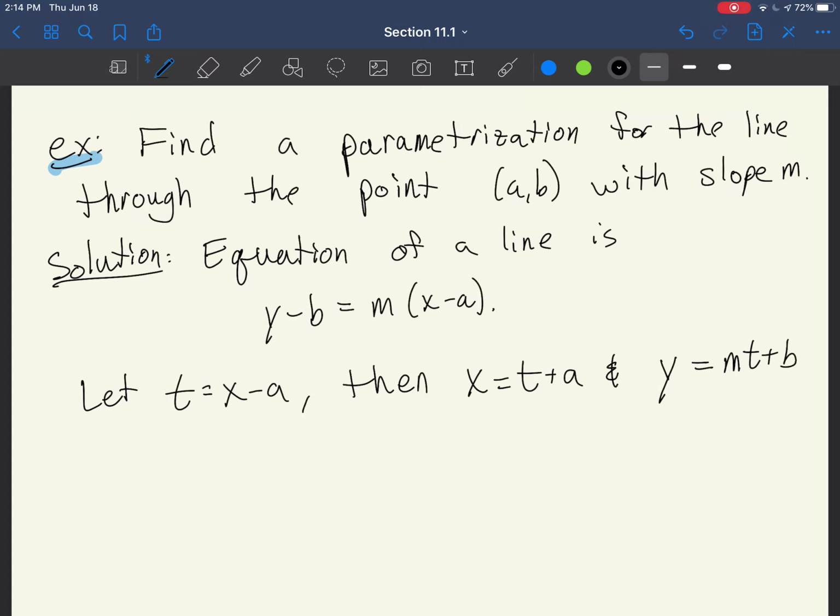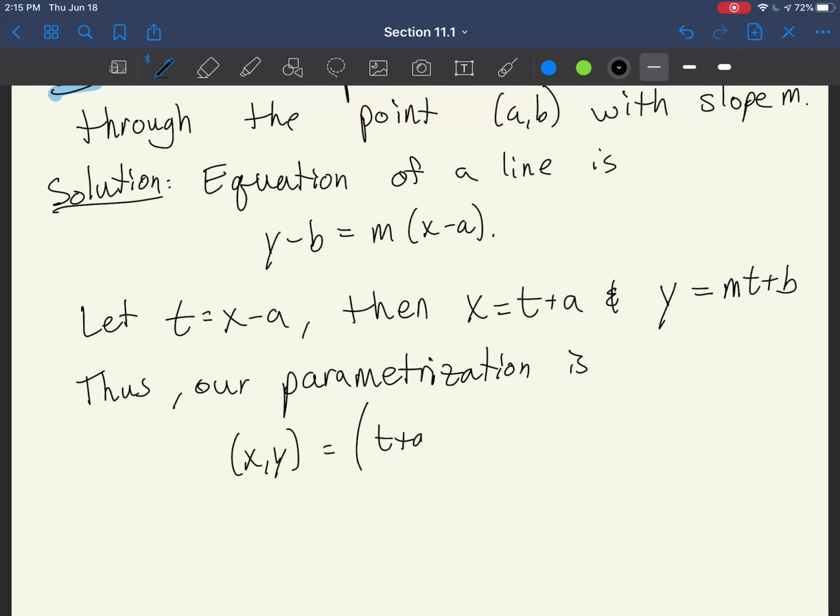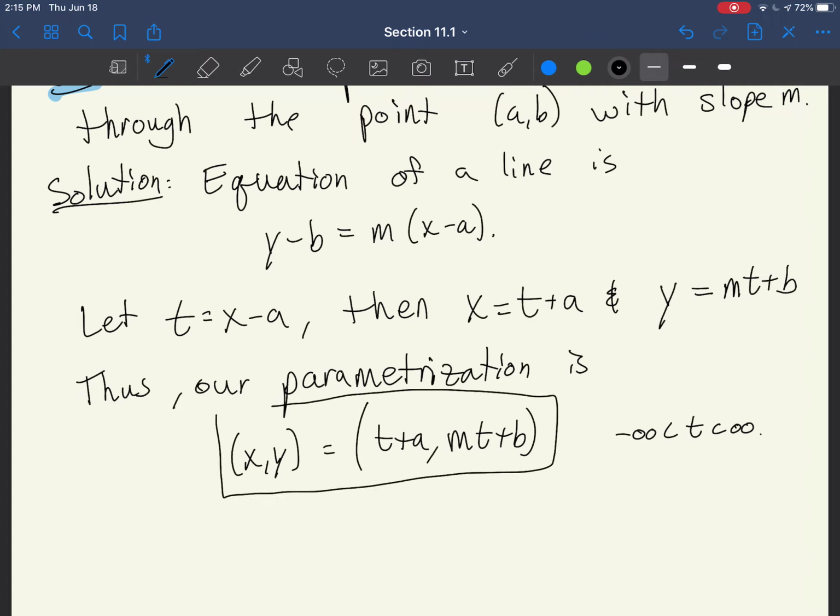And then solve this for x, and you get x equals t plus a. And y equals mt plus b. If this is t, then you have y minus b equals mt. Just bring the b over. Thus, our parameterization is x comma y equals t plus a and mt plus b, for t from negative infinity to infinity.